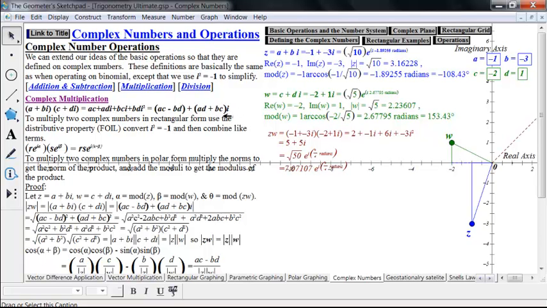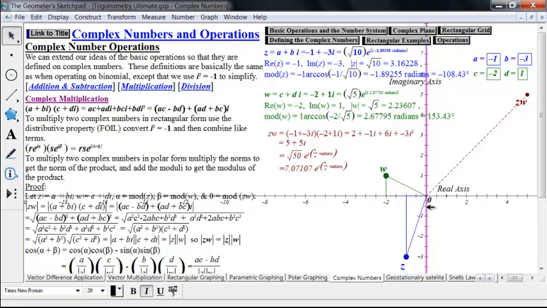So ultimately, we define the complex multiplication of a plus bi times c plus di as ac minus bd for the real part, and the imaginary part is ad plus bc, and of course that's times i. Now it turns out that this has a very nice version in polar form. I think before we do that, let's look at an example here.